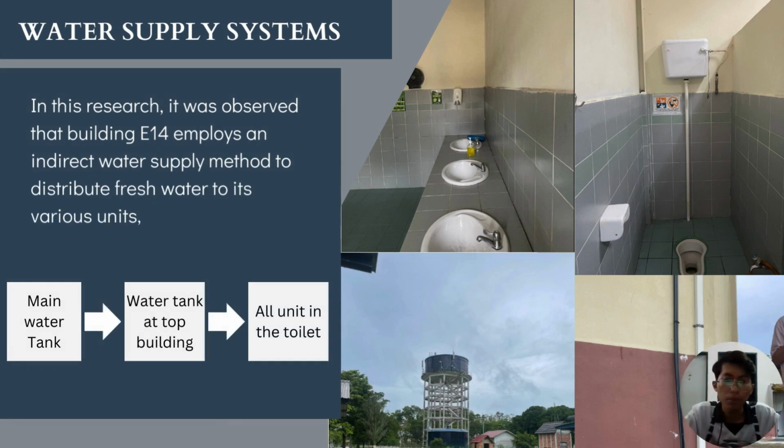For our study, we observed the information from building E14 in UTHM. In this building, the indirect water supply system method is used to distribute water to its various units. As I said before, the process of water supply using the indirect system is water supplied from the main water tank to the storage tank at the top of the building, and the water from the storage tank will be transferred to all units in the toilet.